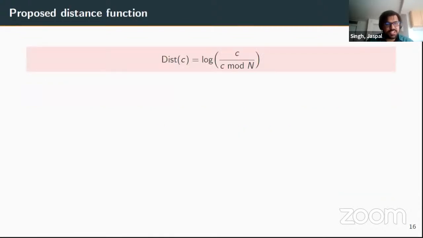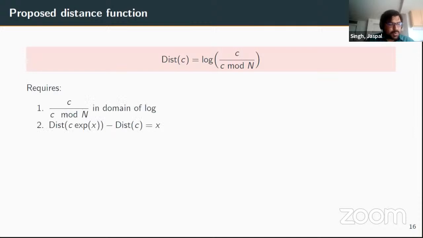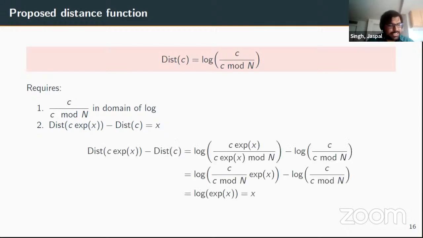Specifically, we propose the following distance function, which is log of C divided by C modulo n. Using the properties of log and exp homomorphisms, we show that this function is well defined and that it's correct. You can check out the paper for a detailed proof, along with the discussion on when exactly the distance computation fails with negligible error.